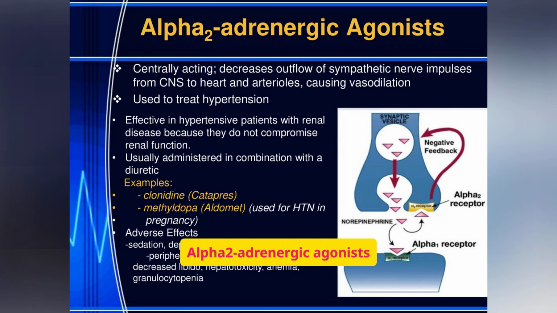Alpha-2 adrenergic agonists decrease sympathetic nerve impulses from the CNS. We'll discuss their uses, adverse effects, and administration considerations. These drugs, like clonidine and methyldopa, work centrally in the brain to reduce BP. They're often used when other meds don't work, or during pregnancy, methyldopa, but they can cause sedation, dry mouth, bradycardia, and rebound hypertension if stopped abruptly.